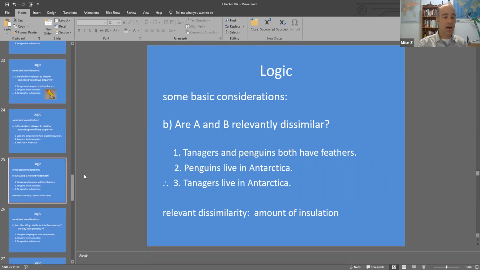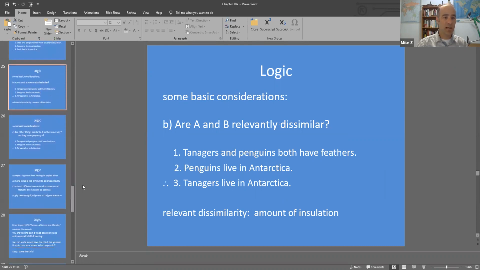Okay. The other thing to think about with arguments from analogy is this. Are the two things that we're saying are analogous dissimilar in some way that would be relevant to them having property P? And of course, that is the case with the tanager example. They both have feathers, but there's another way that they are dissimilar. Penguins and tanagers are dissimilar in a more important way: the tanager's lack of insulation, right? The amount of insulation that these two kinds of birds have is the more relevant dissimilarity between these two things. And so that makes it clear that this is a weak argument.